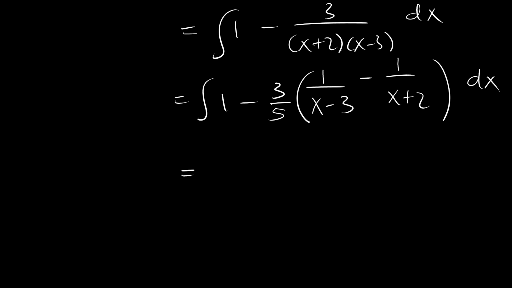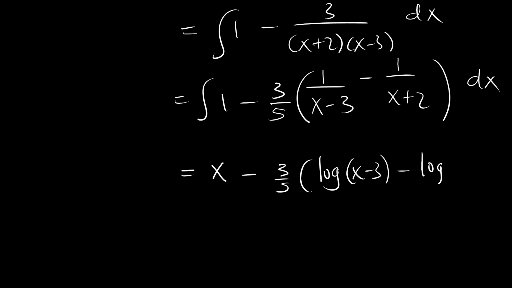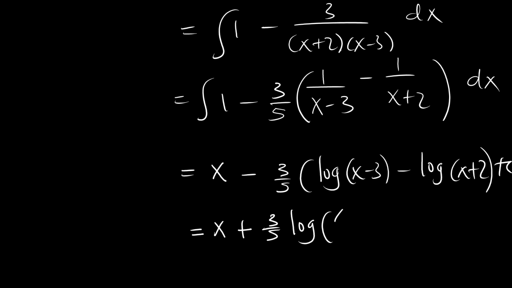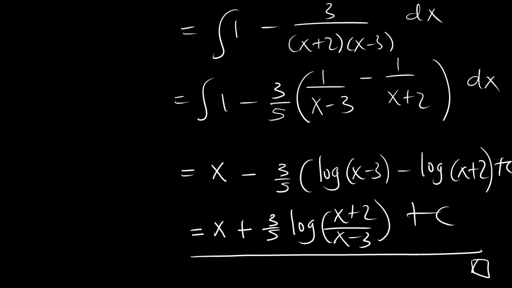So we'll come now with x as our integral, 3 over 5 in brackets natural log of x minus 3 minus natural log of x plus 2 plus c. And so we can actually express this as 3 over 5 natural log of x plus 2 over x minus 3 plus the integration constant. And that is our answer.